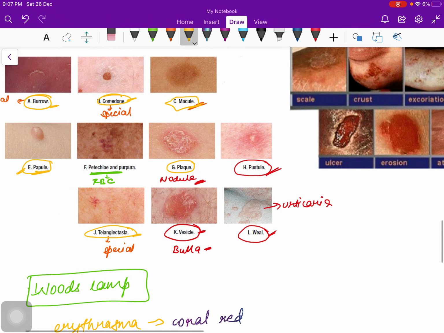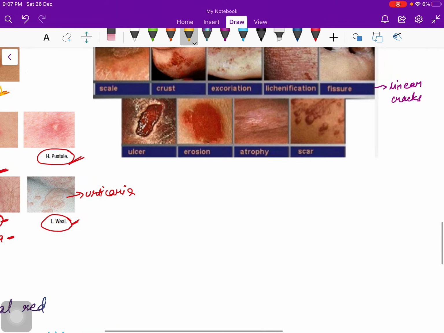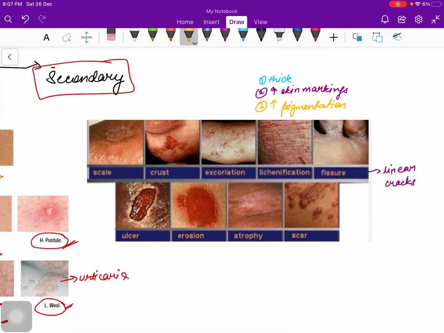If at all in a question it is asked, the first choice will be special lesion. If special lesion is not given as an answer, the second choice will be a primary lesion. Then whatever is left are secondary lesions. So secondary lesions, we have scales. Scales are formed due to exfoliation of cells.